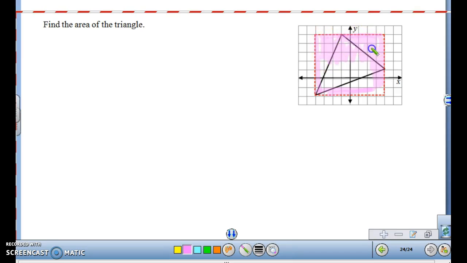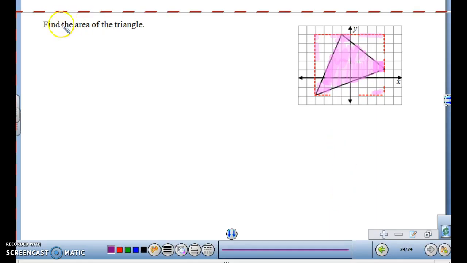If I found the area, so I'm just coloring this in. If I found the area of that rectangle that I just drew in, it would look like this. Okay, but I only want this in the middle to find the area of that. So I would have to subtract out the area that is not part of that. So I would have to subtract this, this, and this. And I'm left with the area of the triangle that I want.